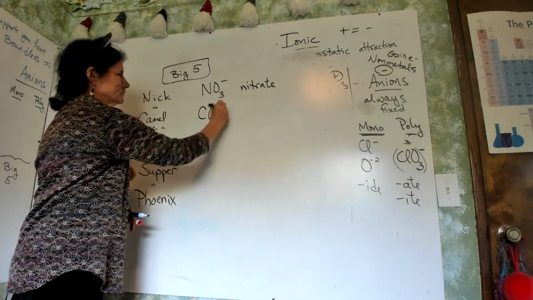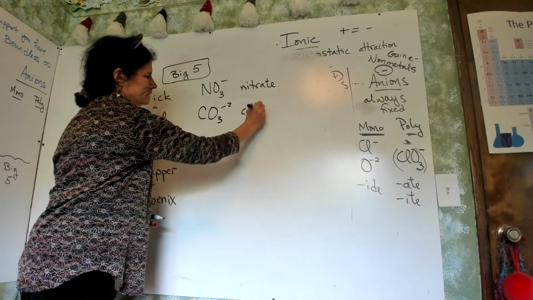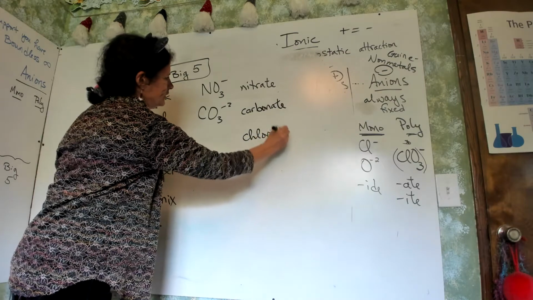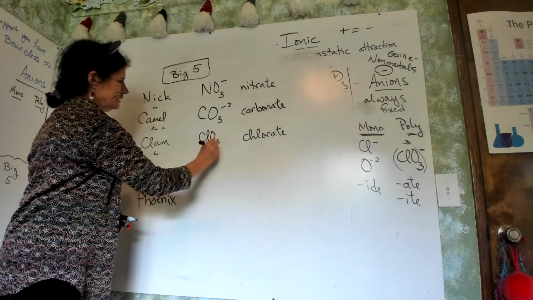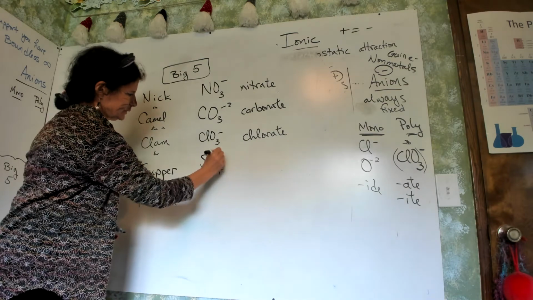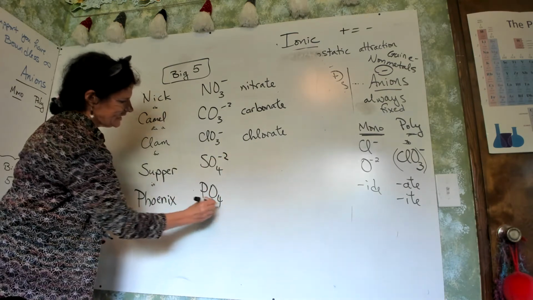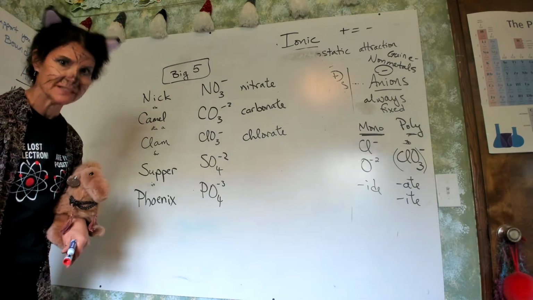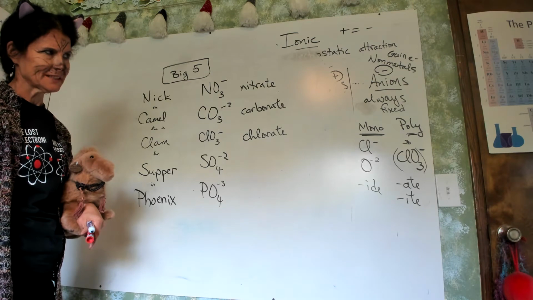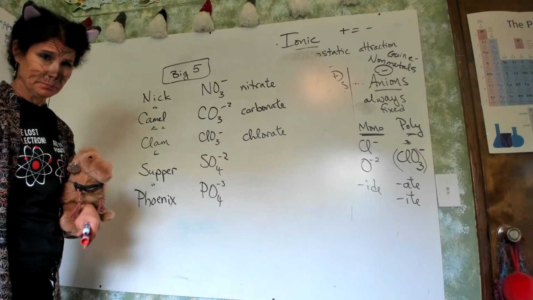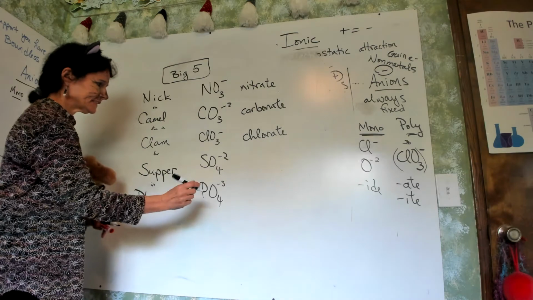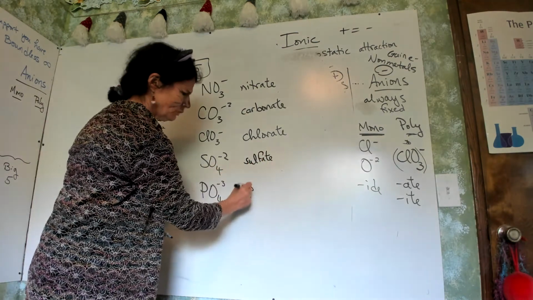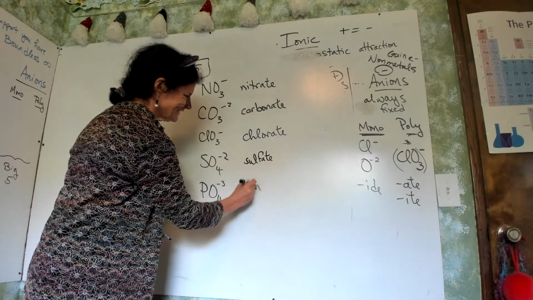Carbonate. The next one is chlorate, which we already saw. Supper and phosphate. Oh dear, what did this teacher just do? She gave him 4 oxygens. Yeah, that's the thing with polyatomics. They have different numbers of oxygens. Sulfate and phosphate have 4 oxygens. Their charges are not 1. Yeah, I know how to spell phosphate.